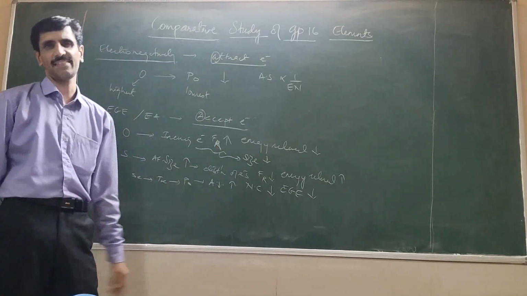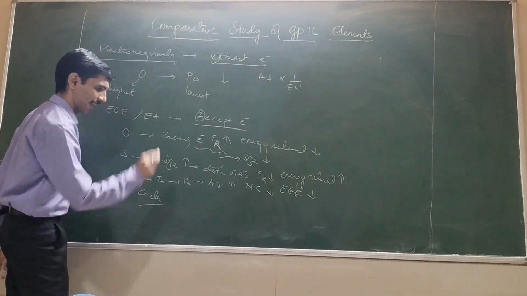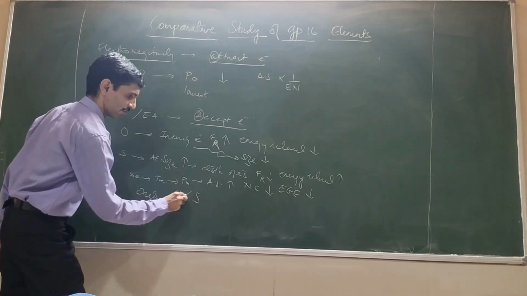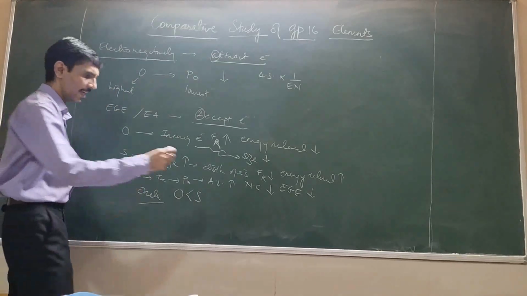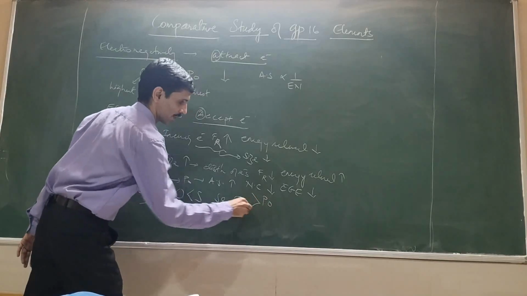Energy release is less. So finally, when you need to give the order of electron gain enthalpy, what we need to say is oxygen, sulfur. So sulfur is going to be more, and then onwards, selenium, tellurium, polonium. It is going to continuously decrease.